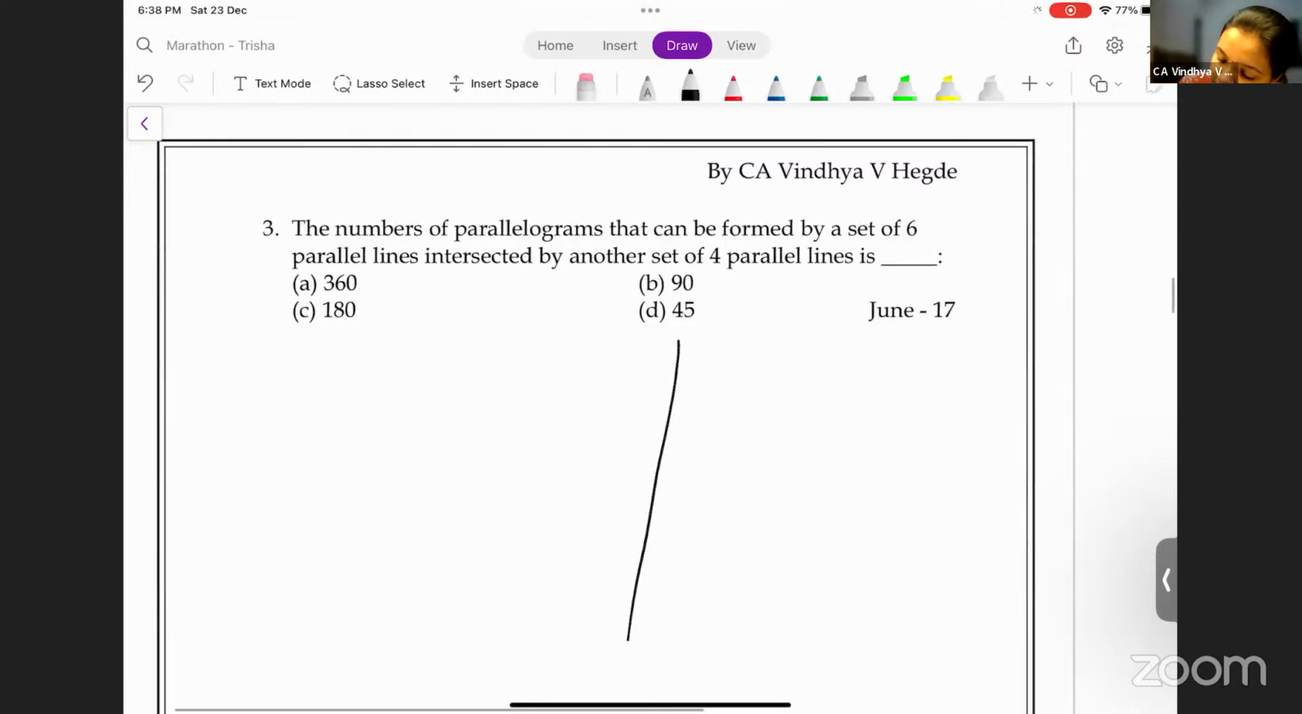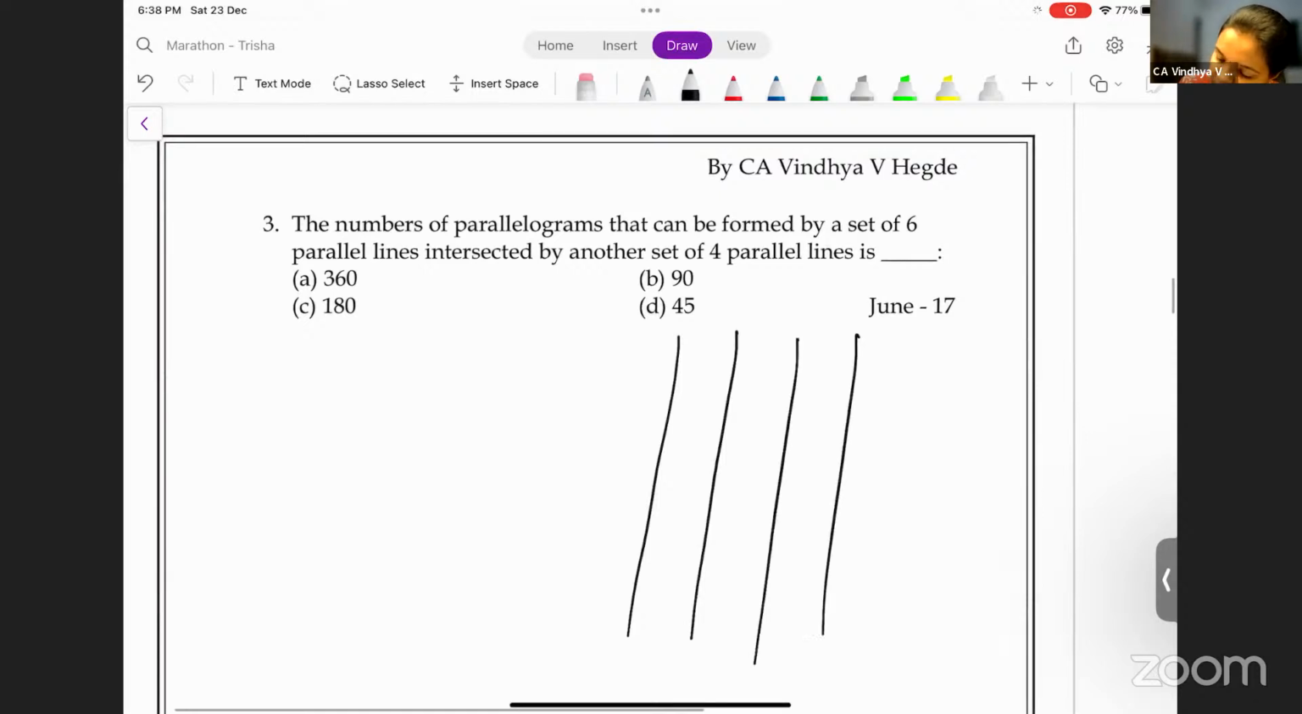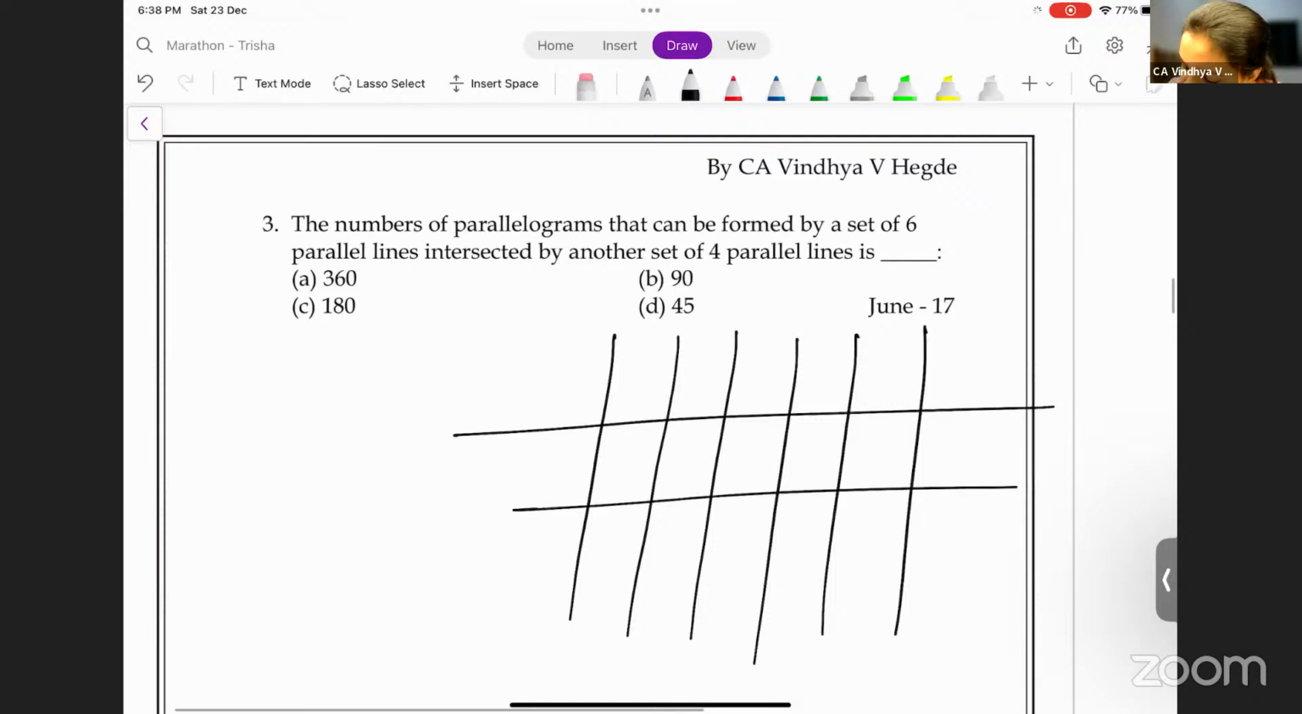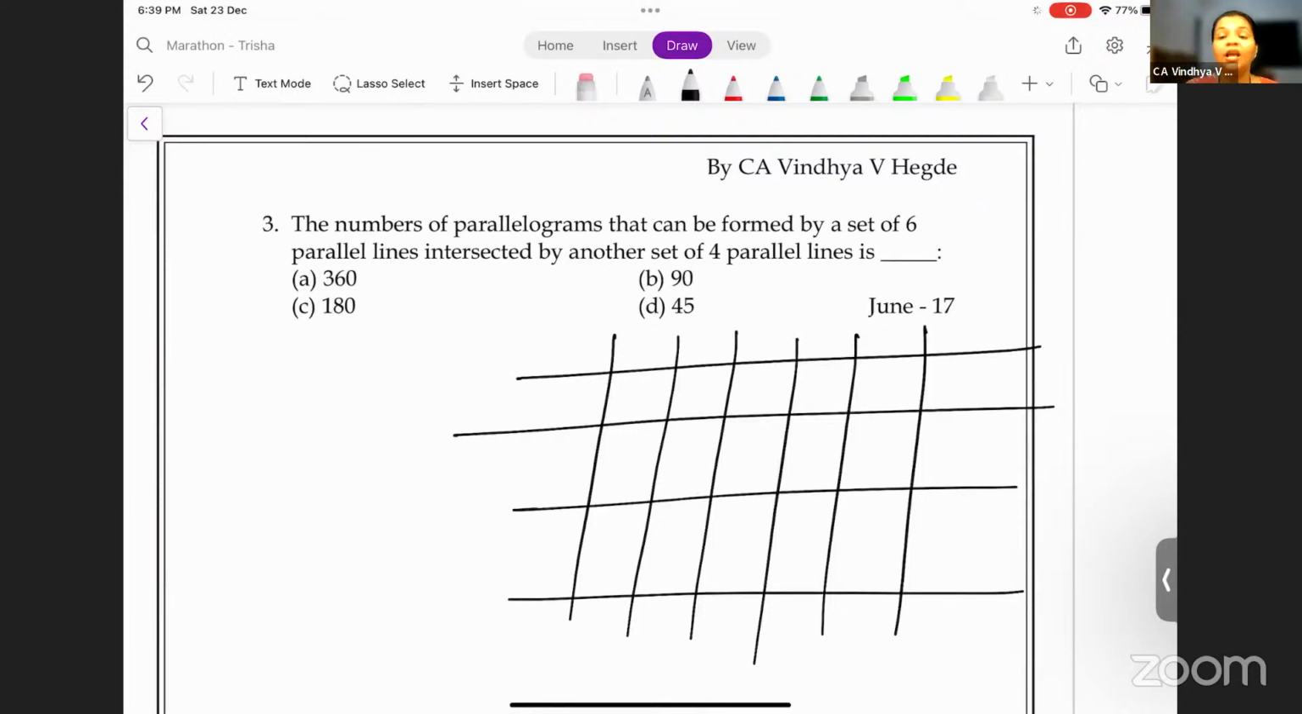So if 6 parallel lines are intersecting a set of 4 parallel lines, can I say it looks something like this? Okay. Now from the vertical lines you need 2. From the horizontal lines also you will need 2. Right? How many vertical lines are there? 6 are there. So from this 6 you will need 2.